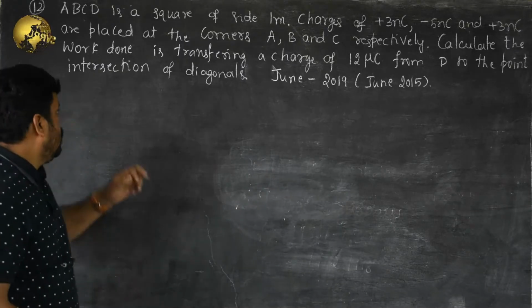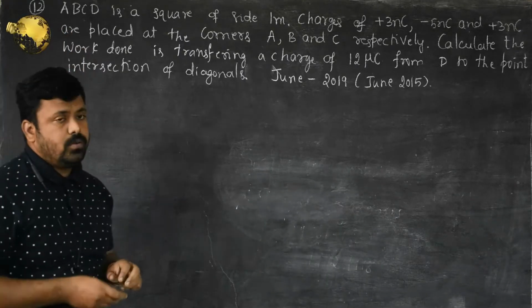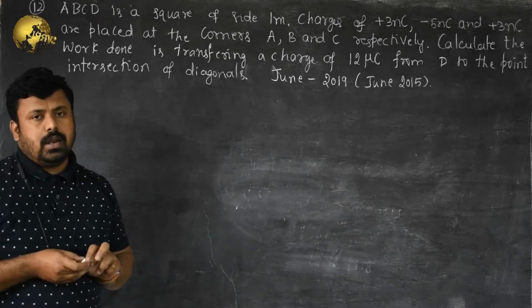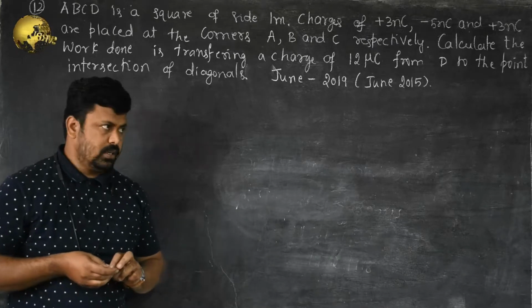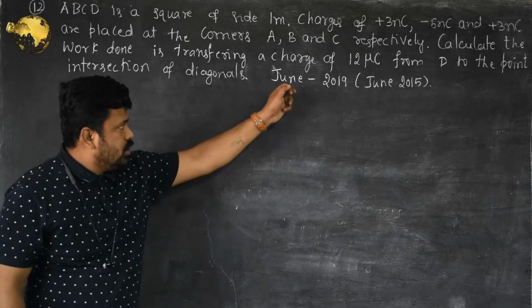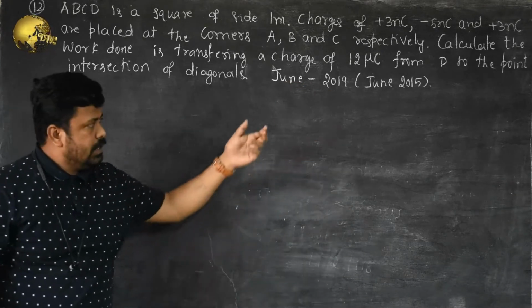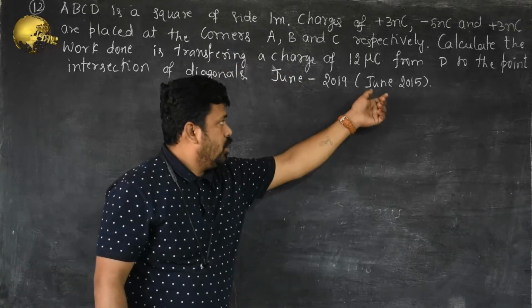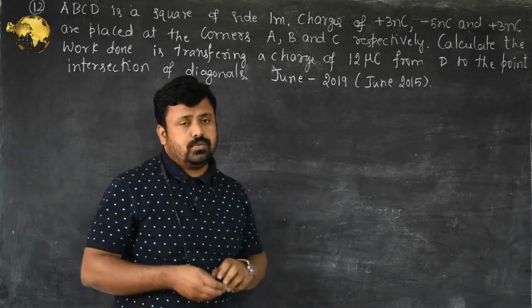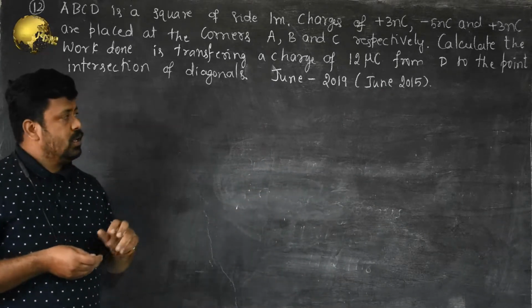Let's start with question number 12, in the first 2 units, electric charges and fields, and also electric potential and capacitance. This question is asked in June 2019, and this is a similar question. Variables are different. It was earlier in June 2015, similar to that question. So let's solve this.